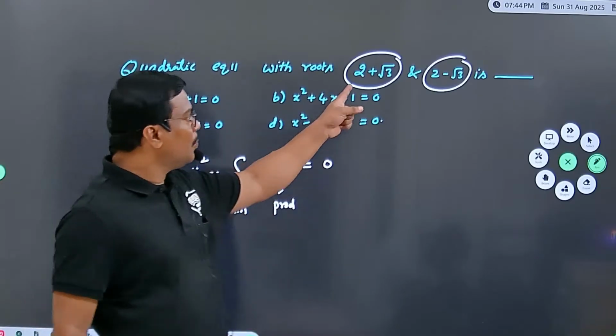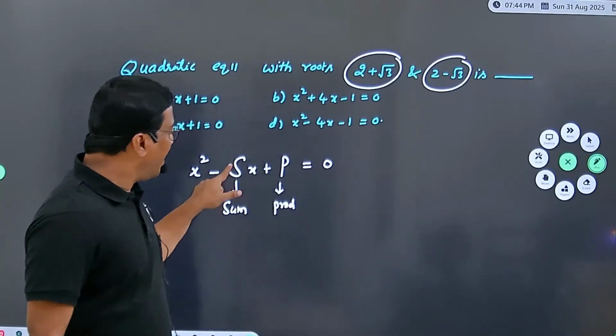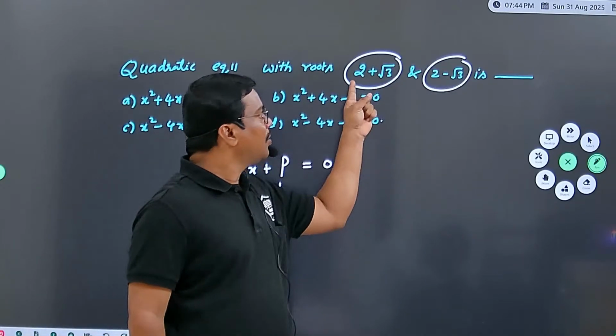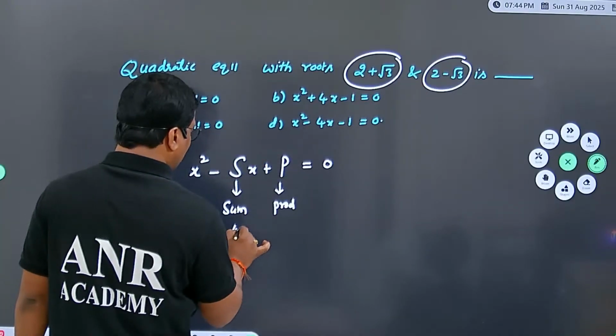2 plus root 3, 2 minus root 3 are the roots. Adding the roots, plus root 3 minus root 3 gets cancelled. 2 plus 2 become 4. So here the sum of the roots is 4.